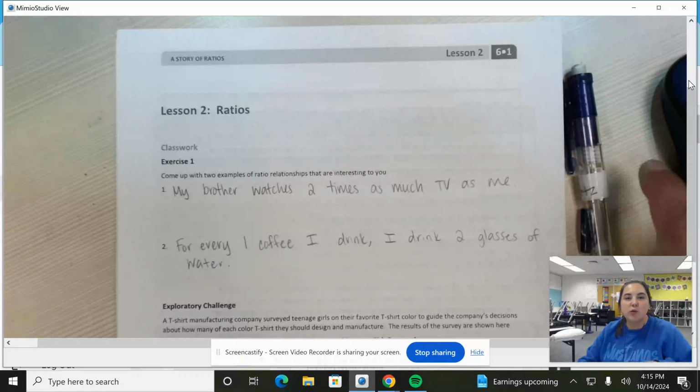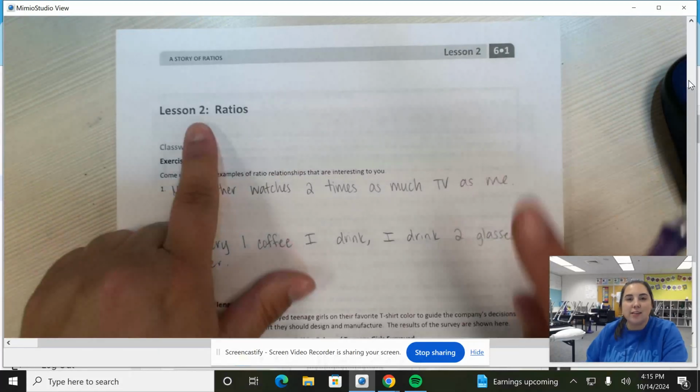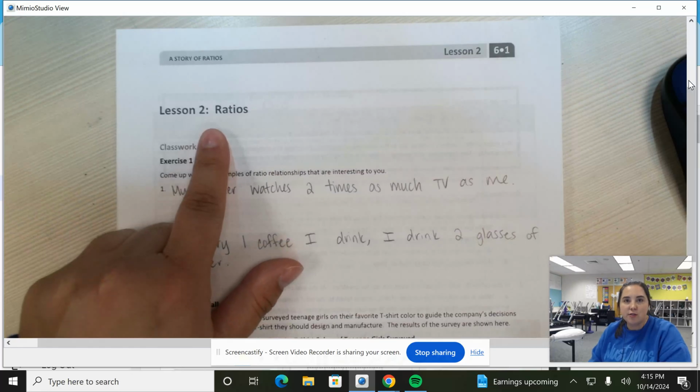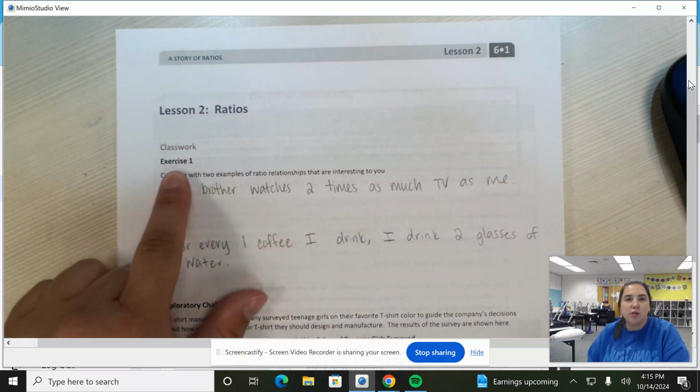Hi, fifth graders. So we're doing grade 6, module 1, lesson 2, which is still about ratios. And to start with, you're going to do this warm-up activity.